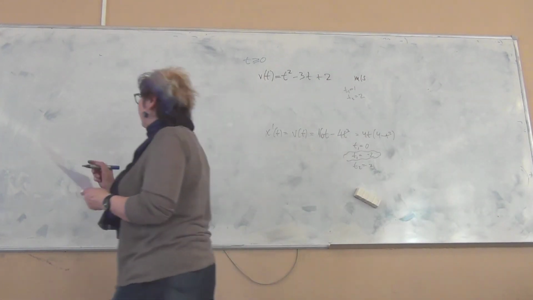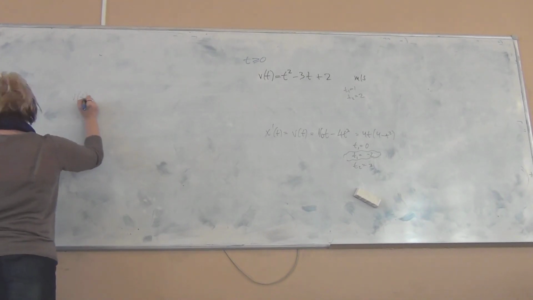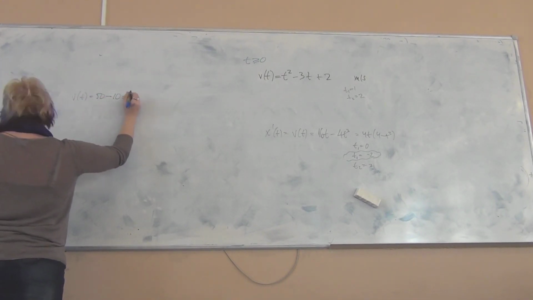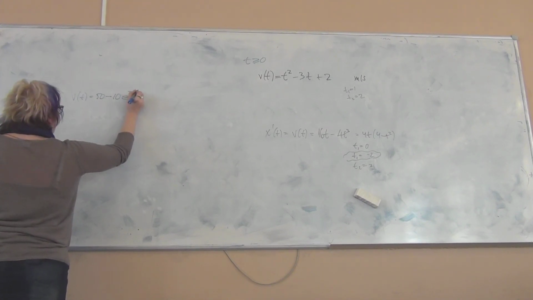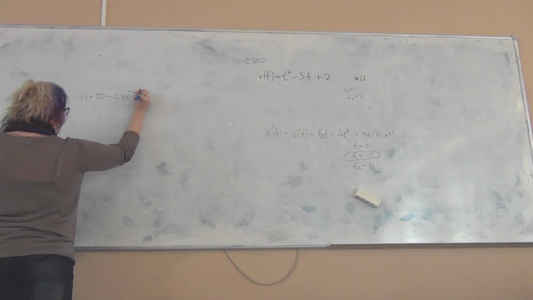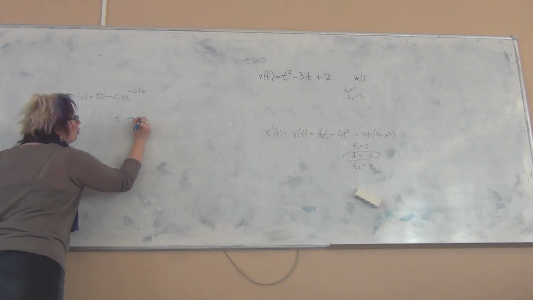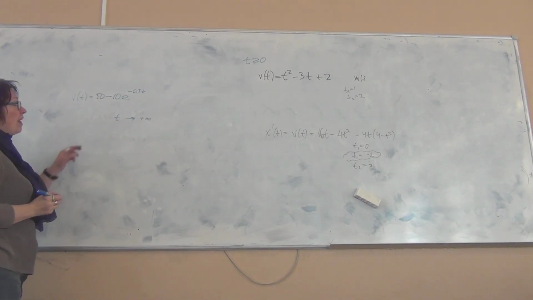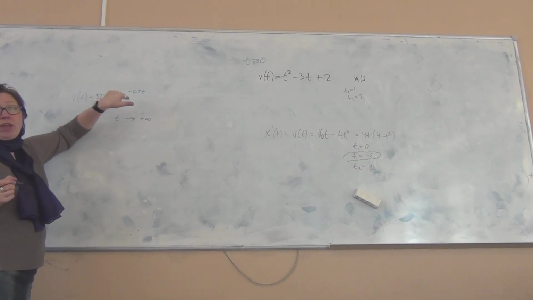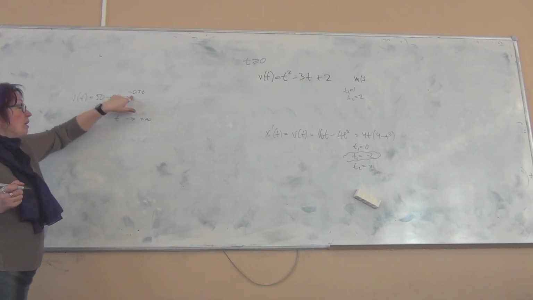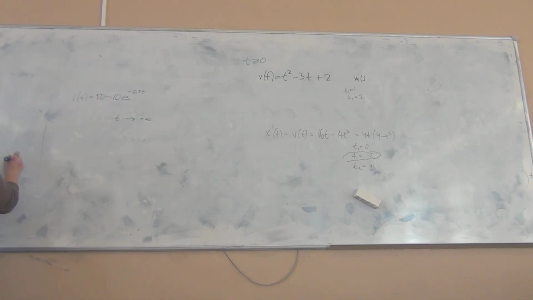Let's have a look at this function. V of t is 50 minus 10 e to the power minus 0.25 t. So first of all, t is only positive. If t tends to positive infinity, then the exponent of e tends to negative infinity. What is the exponential function like?